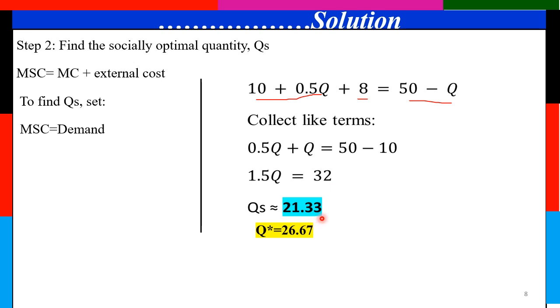Check again, I'm sorry for this one. Maybe it is approximately near to this number. So this is the socially optimal level, but we already got the output at the market equilibrium on the previous slide.